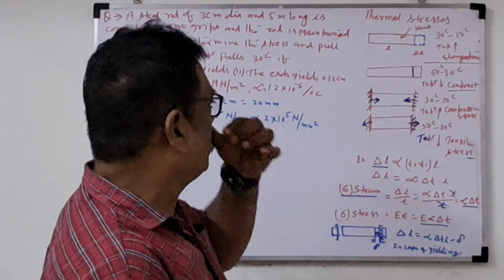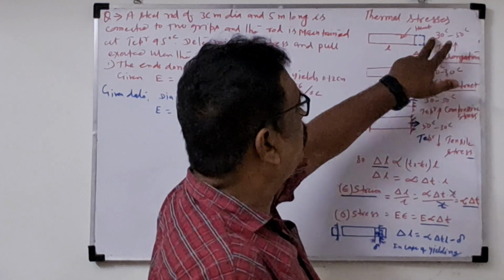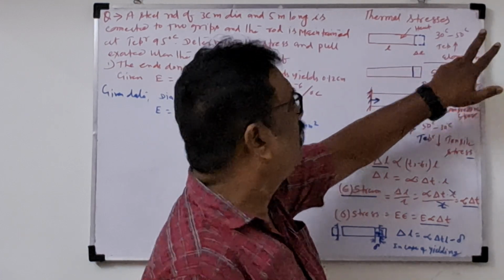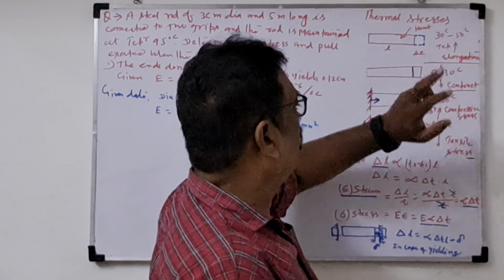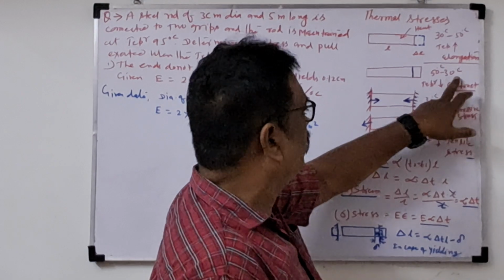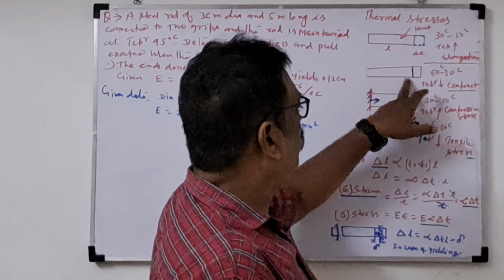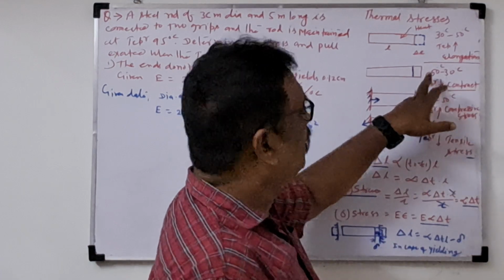Suppose you see here, one bar is there, length L. Suppose the temperature increases from 30 degrees to 50 degrees, what will happen? The body will elongate by delta L. If the temperature comes back from 50 to 30 degrees, the body will contract. That means once the temperature decreases, the body will contract.